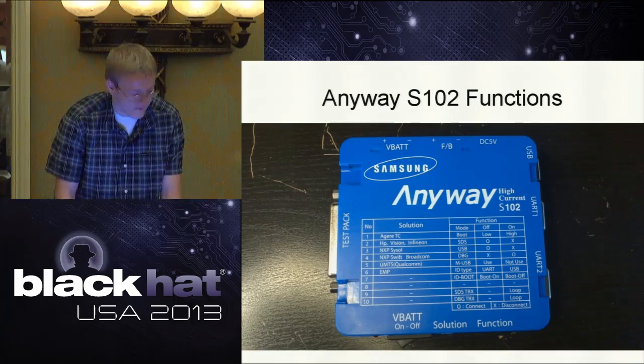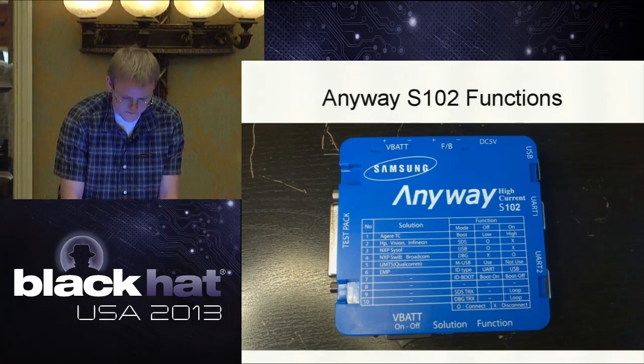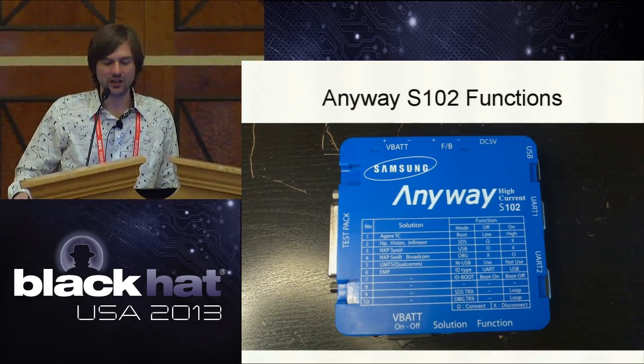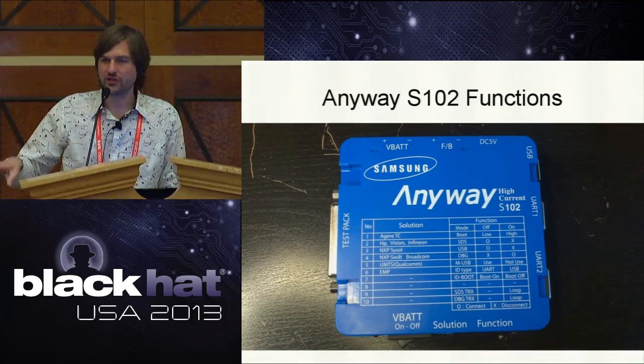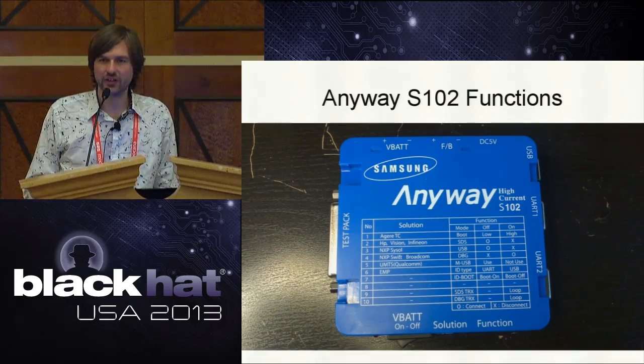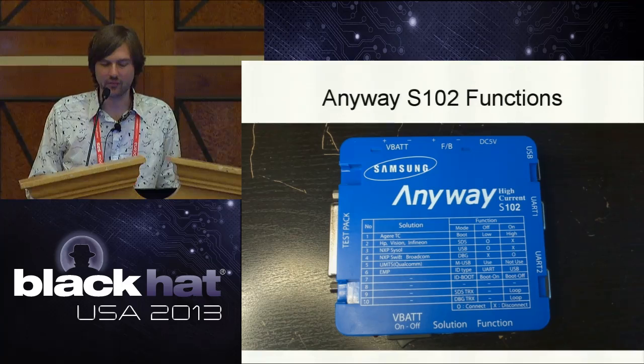So here's a better shot of the table. It's a confusing table because the numbers on the left-hand side look like the solution table has something to do with the function table, and they really don't. They're two different tables that are both borrowing the same list of numbers.